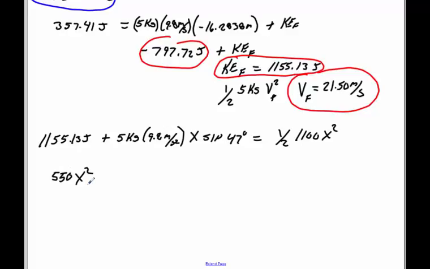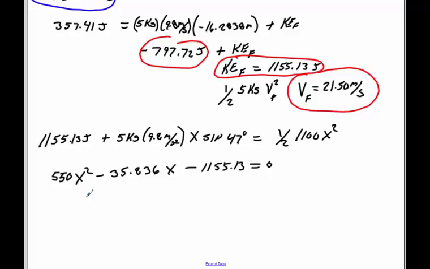I'm going to take 5 times 9.8 times the sine of 47. That's going to give me, since I moved it to the other side, a minus 35.836 times x, minus 1155.13. Okay, there's several ways you can solve this. This is equal to 0. You could graph this and see where it crosses the x-axis. You can set up a quadratic equation. I have a program written in my calculator that will solve quadratic equations, so I'm just going to use that. But again, you can graph it. You're going to get the same answer.